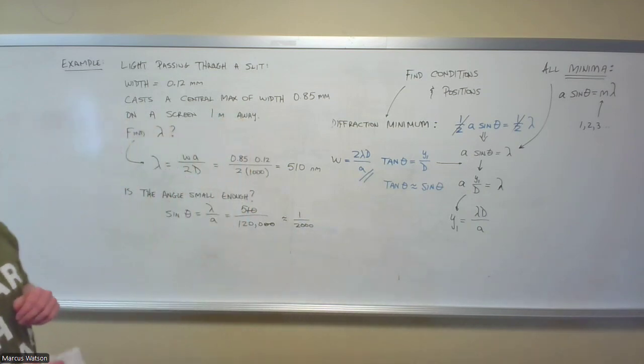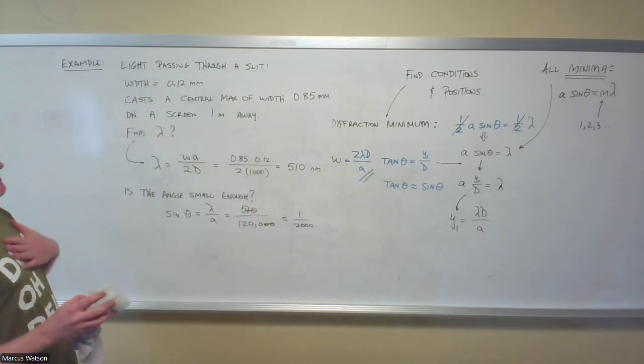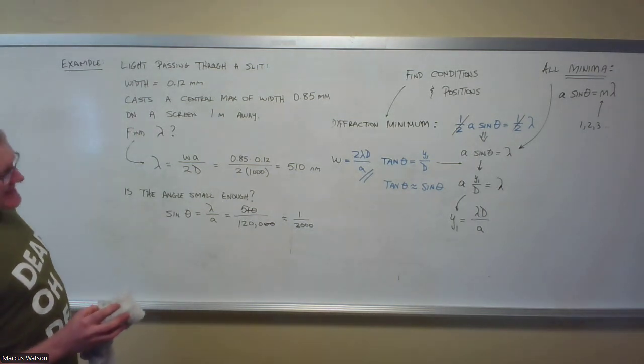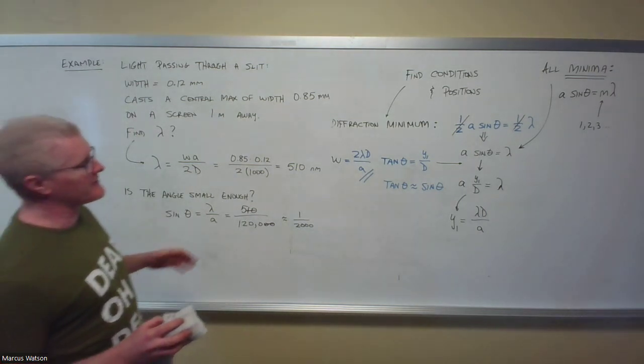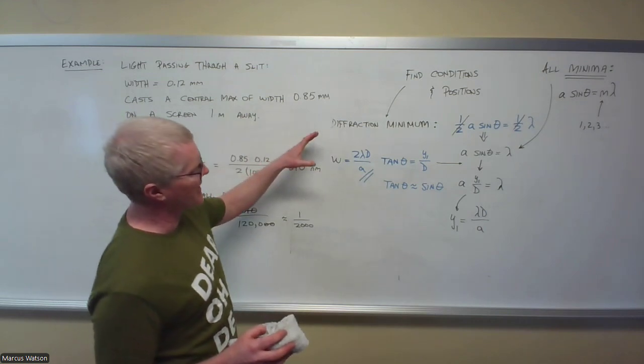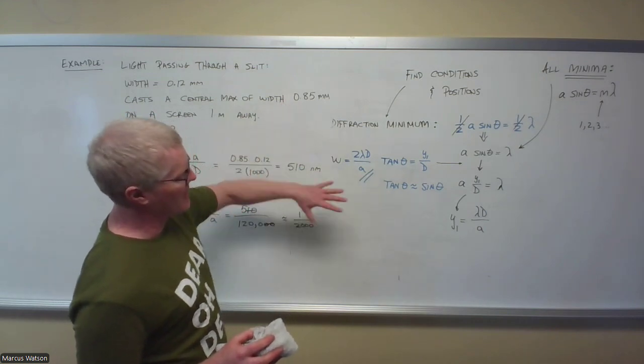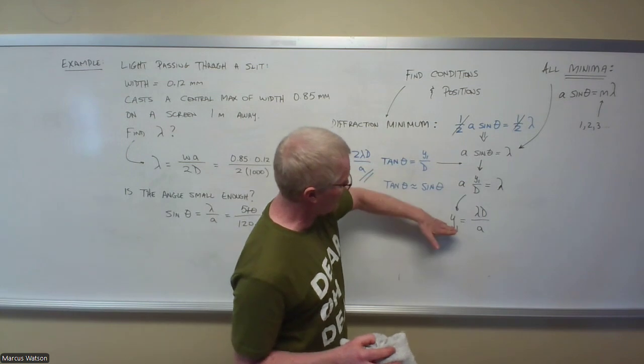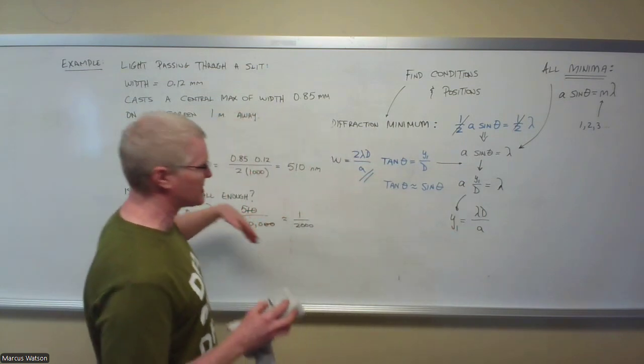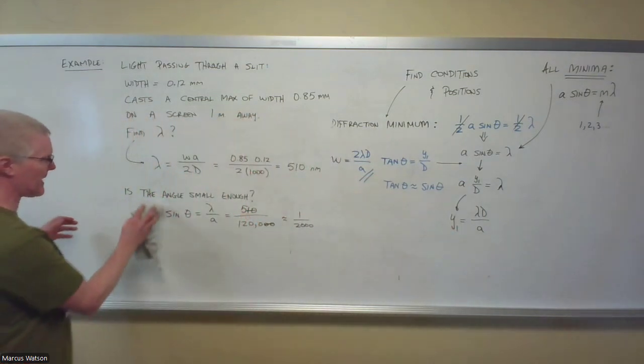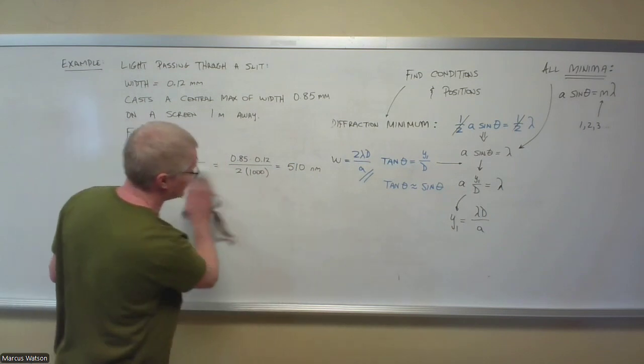Okay, so we have this. Let's talk about intensities now that we've kind of dealt with diffraction minima and where they are angularly and where they are located on a screen. Let's talk about the intensity pattern of the single slit.